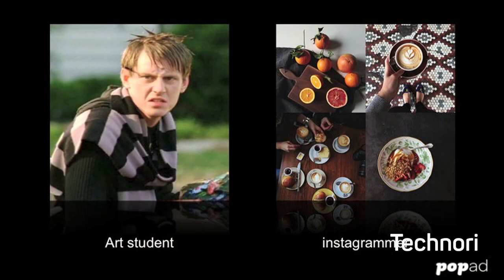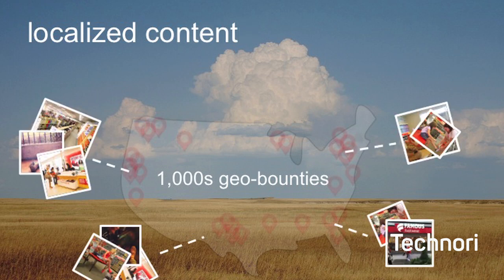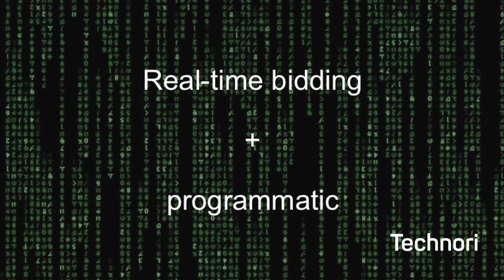So we think this really resonates with our target users, which is the art student for their creative breadth, and also Instagrammers because of their sheer engagement and creativity. And we have about 1.5 million addressable Instagrammers that we can go after immediately. So going back to bounties a little bit, one of the cool things is they're all geolocated. What we hope is that those geolocated bounties will help drive an even more relevant conversation with your consumers. And the biggest thing, the end state, is that we want to be that creative counterpart to what we know is the future of advertising, which is real-time bidding and programmatic.